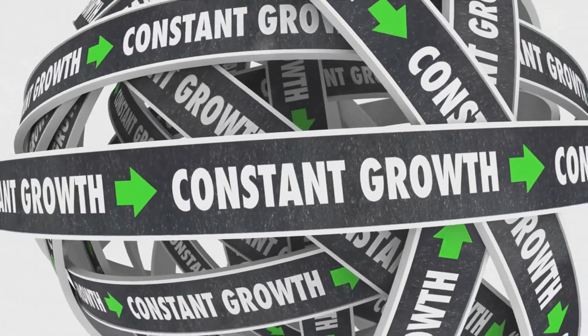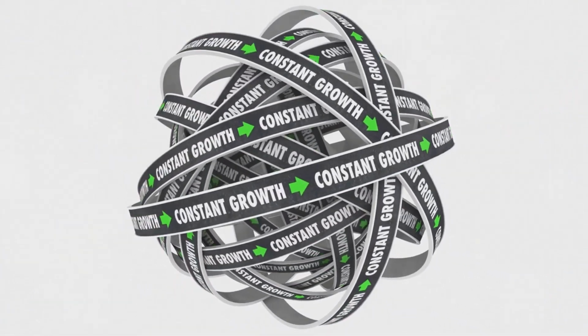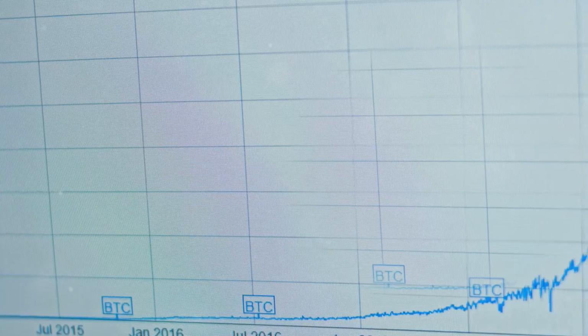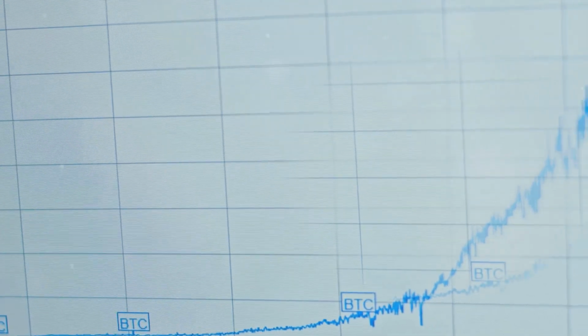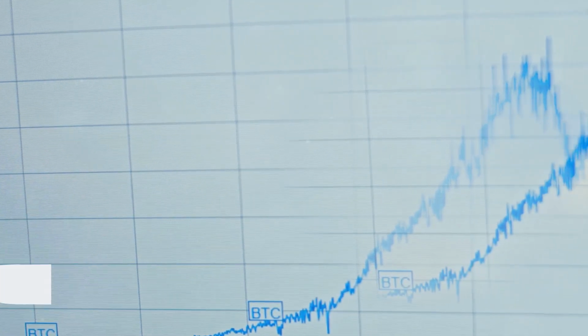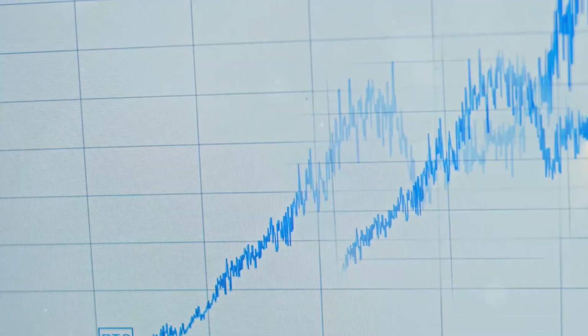Implementing these strategies consistently can significantly increase your chances of success on Adobe Stock. It's not about getting rich quick, but about building a sustainable income stream over time. Implement these strategies, and you're well on your way to earning $100 a day.